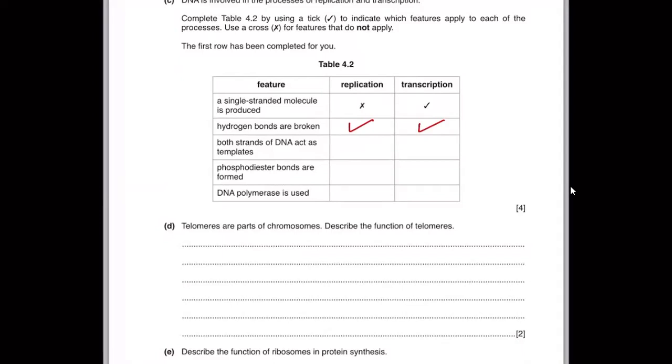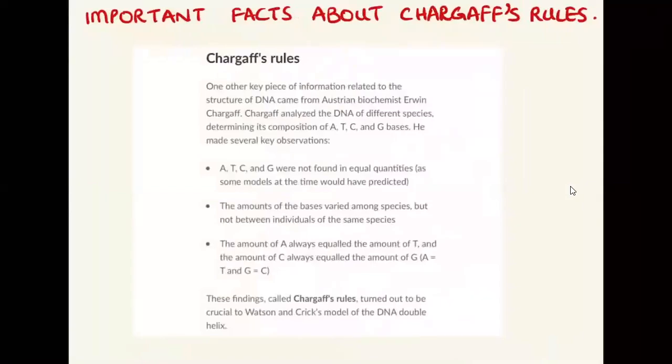Miss, both stands for replication and not for transcription. Both. For replication. Achha, okay. So there'll be a tick over here and a cross over here. Yes. Achha. Third one. Miss, both of them. Phosphodiester bonds are formed. Okay. Last one. Miss, replication. The answers are not given.